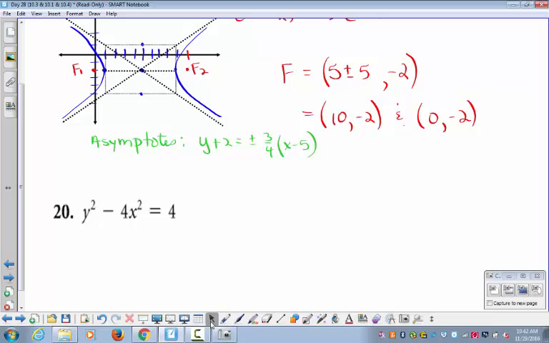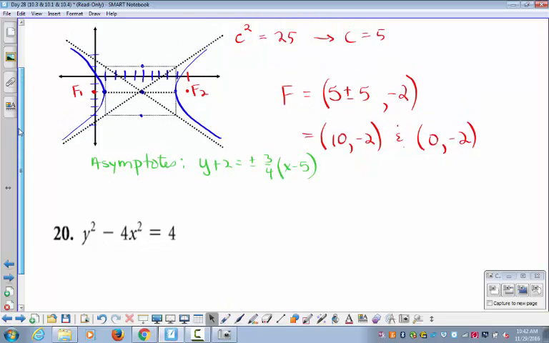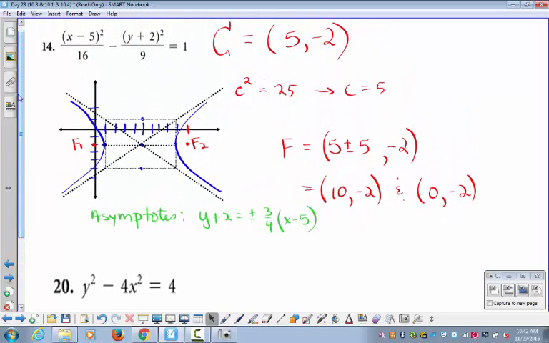Any question on any of the steps there? A little bit more to it than an ellipse. An ellipse, you're done real fast because you get those 4 points and you connect them to form the ellipse. But for a hyperbola, you have to draw the rectangle, the asymptotes, find the asymptotes. Good. Let's do another one.